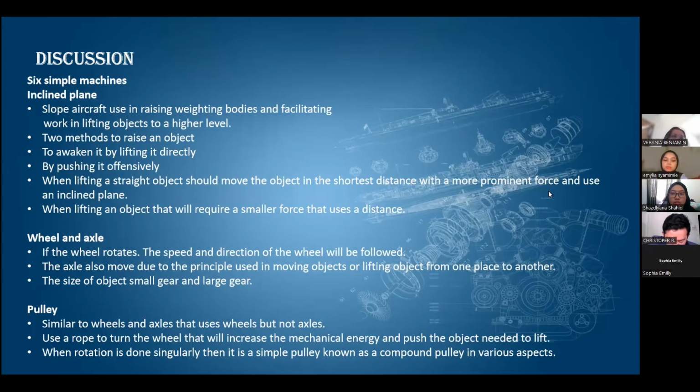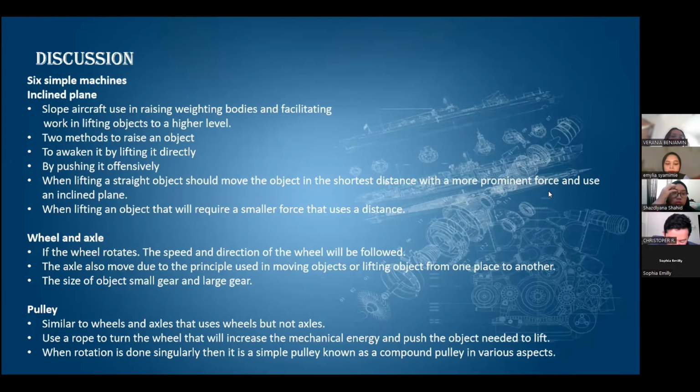Second simple machine is wheels and axle. If the wheels rotate, the speed and direction of the wheels will be followed. The axle also moves due to the principle used in moving object or lifting object from one place to another. The size of objects, small gear and large gear.